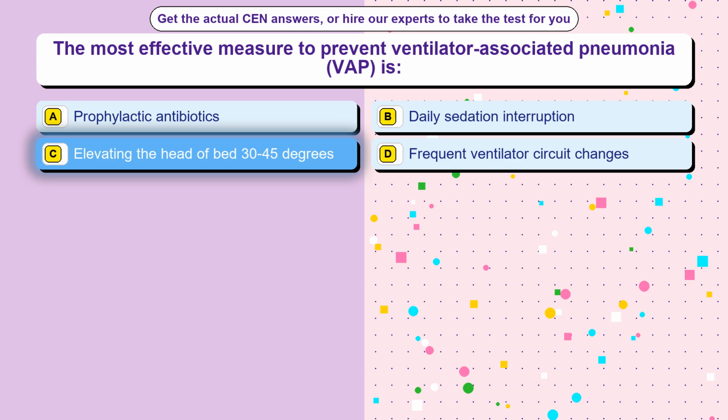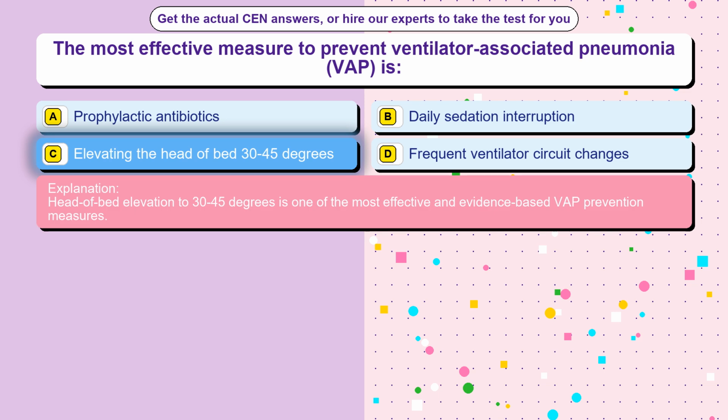The correct answer is option C. Elevating the head of bed 30 to 45 degrees. Head of bed elevation to 30 to 45 degrees is one of the most effective and evidence-based VAP prevention measures.